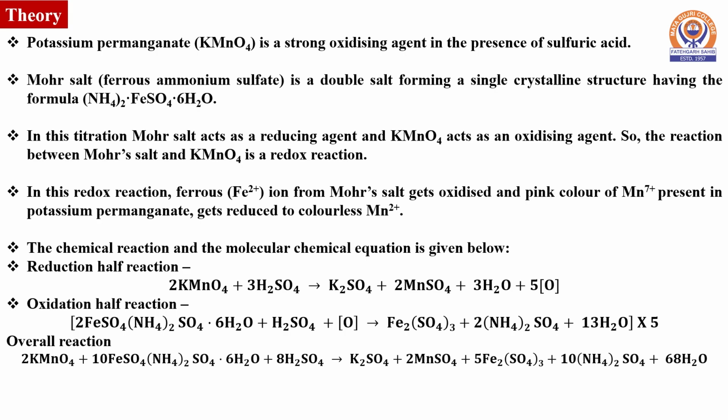In this reaction, potassium permanganate acts as an oxidizing agent and Mohr salt, which is a double salt having the formula ferrous sulfate, ammonium sulfate, 6 moles of water, acts as a reducing agent. So this titration is an oxidation-reduction titration.